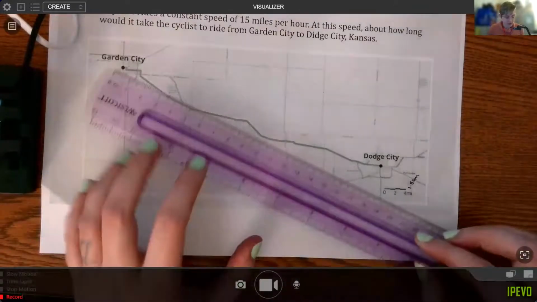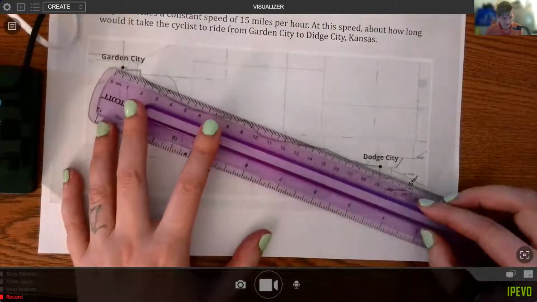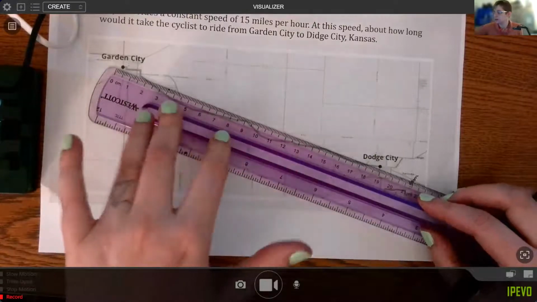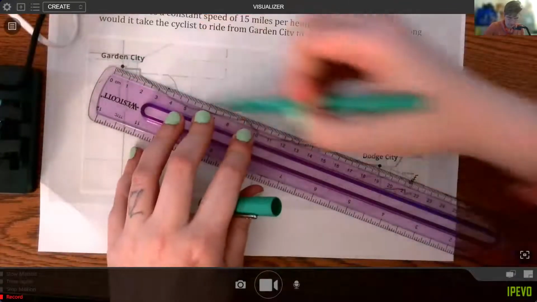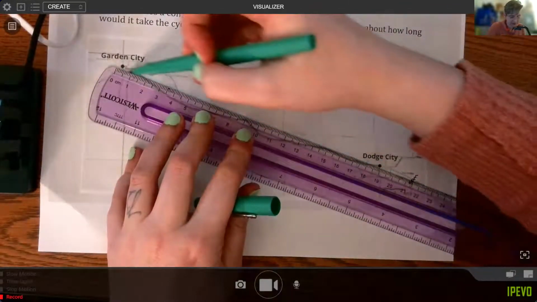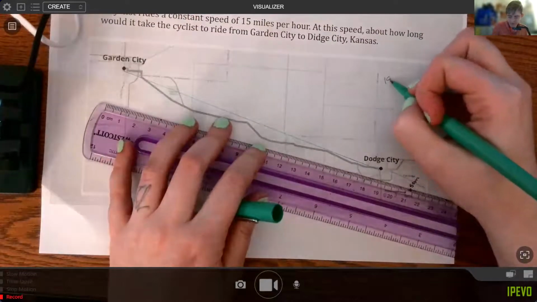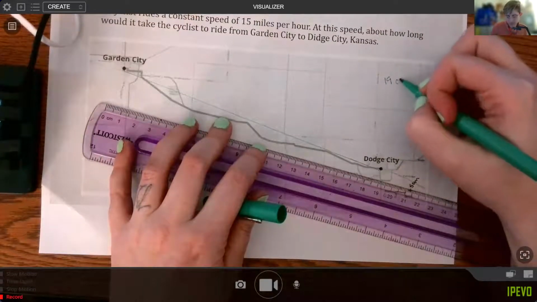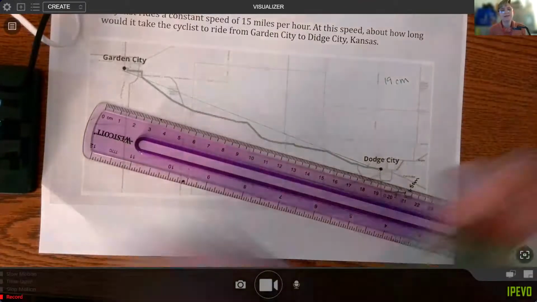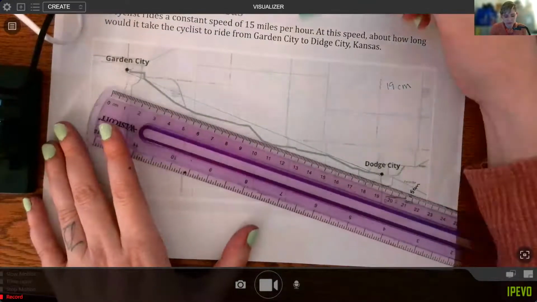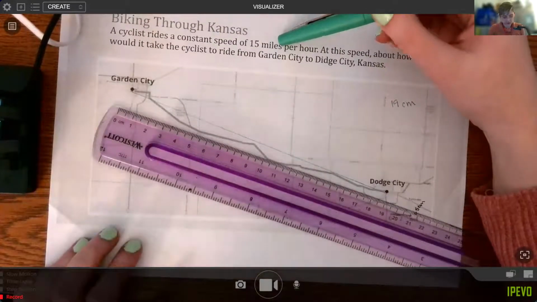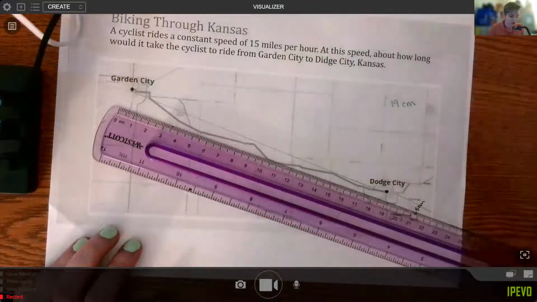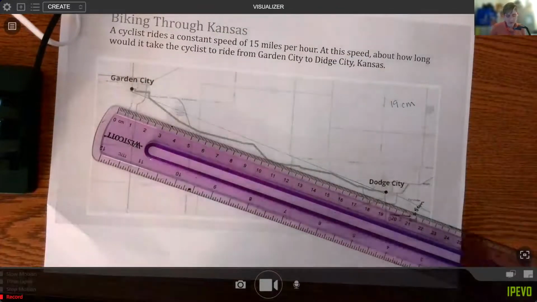Now, we could measure directly from Garden City to Dodge City. I'm going to do that with a green, and say that these cities are 19 centimeters apart. We don't know how many miles. But this won't give us an actual estimate of how many hours it takes the cyclist, because this is not the path he took. He didn't go in a straight line. So we need to measure sections and then add them all together.